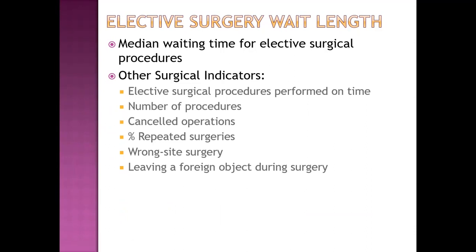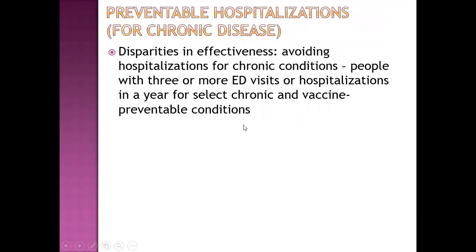Now, other than wait length, other surgical indicators include elective surgical procedures performed on time, number of procedures performed, cancelled operations, percentage of repeat surgeries, wrong site surgery, leaving a foreign object during surgery. Then hospital admissions for chronic diseases, disparities in effectiveness, that is, avoiding hospitalizations for chronic conditions. For example, people with 3 or more emergency room visits or hospitalizations in a year for selected chronic and vaccine preventable conditions.